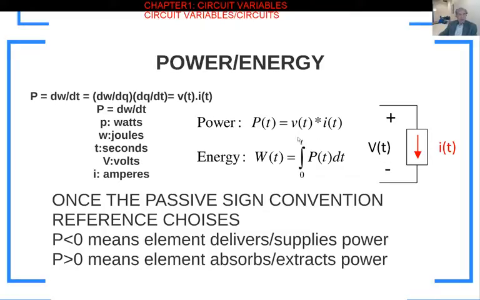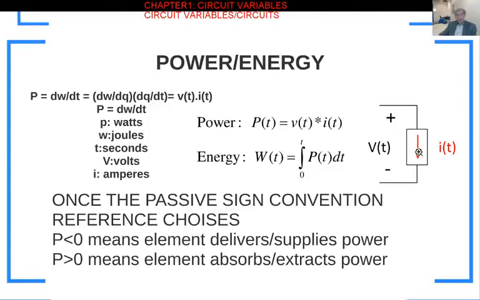The unit for power is watts, energy is joules, time is seconds, voltage is volts, current is amperes. So this is the power we just saw, the multiplication of these fundamental variables. The energy is the integral of the power. Inside the integral, v(t) multiplied by i(t), the integral of this multiplication gives you the energy of this element.